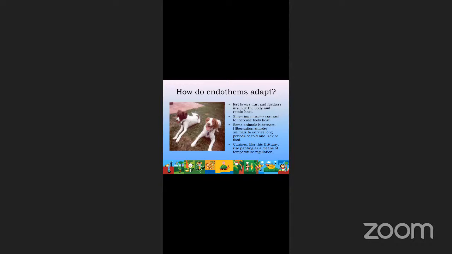So what these animals do, they will stop working and they will become inactive until they get food. So they are retaining the energy in their body by making themselves inactive. Then canines, like dogs, they will use panting as a means of temperature regulation. See how dogs, the posture. They will regulate the temperature by some postures.